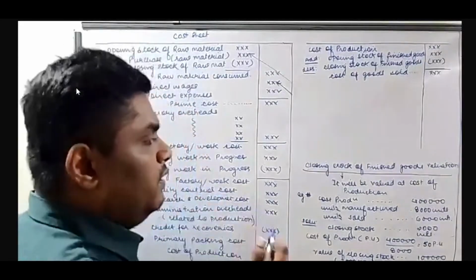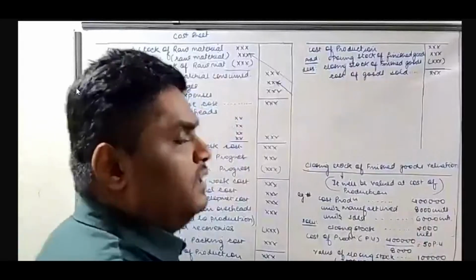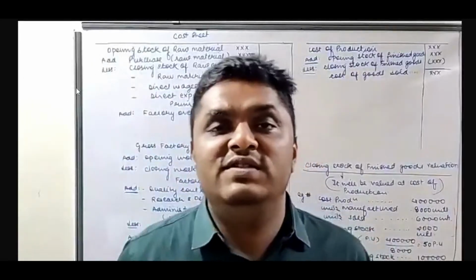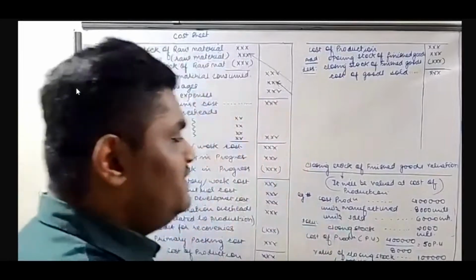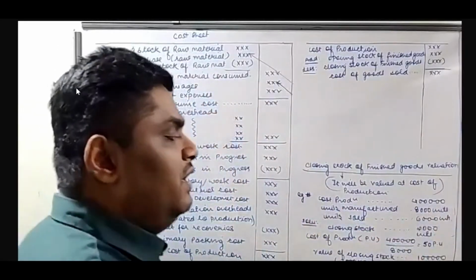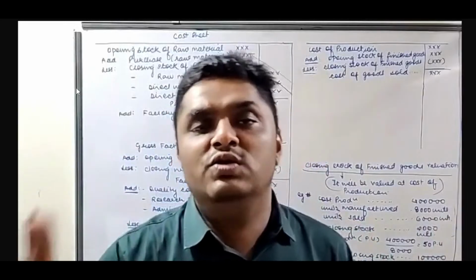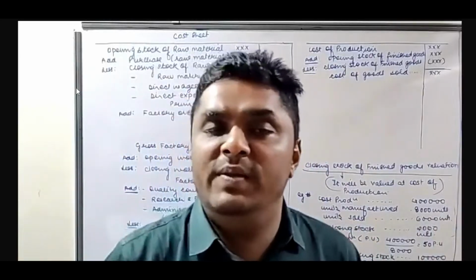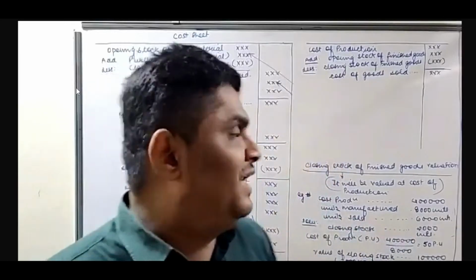So in short, very important point, it will be valued at cost of production, assuming we are using the first in, first out approach for valuing closing stock. So very simple, if the cost of production is 4 lakh, units manufactured are 8,000, it means the cost per unit is 50. 2,000 units are in stock, so 2,000 into 50, 1 lakh will be the value of closing stock. And my cost of goods sold value will be 3 lakh rupees.